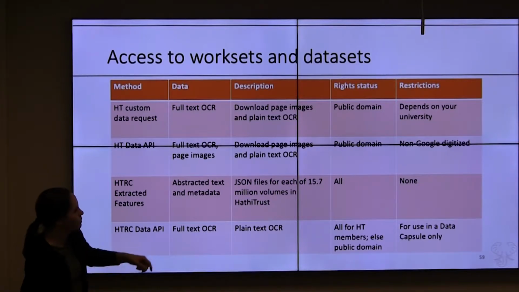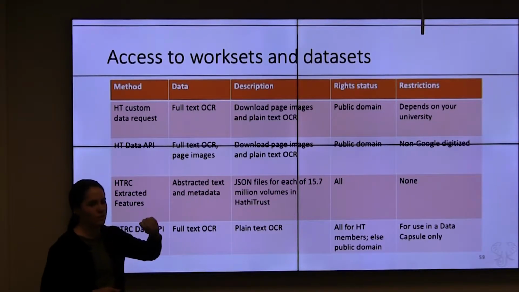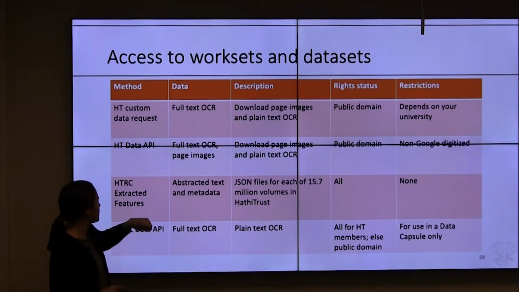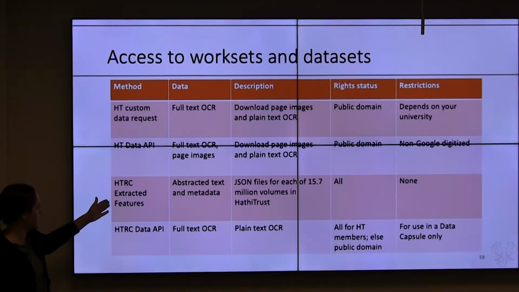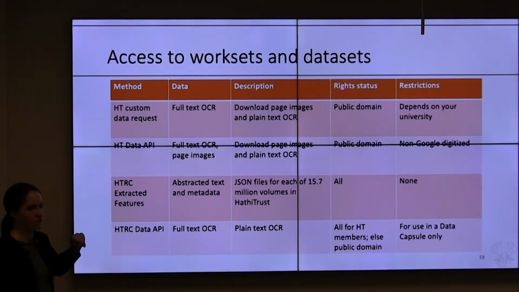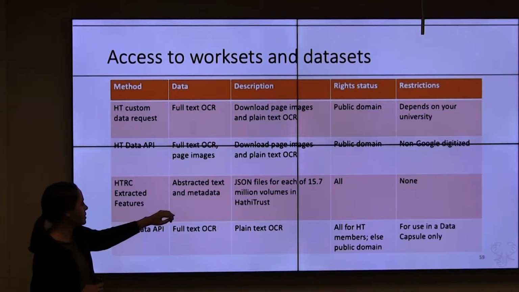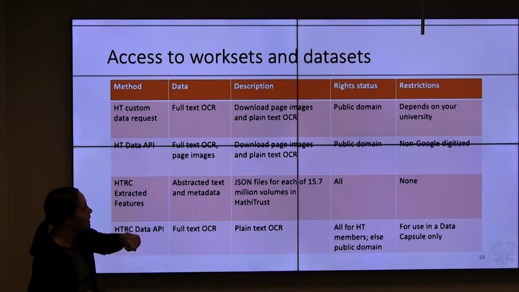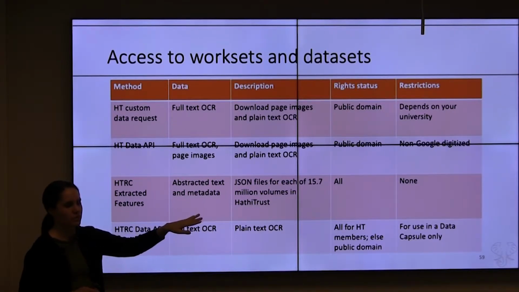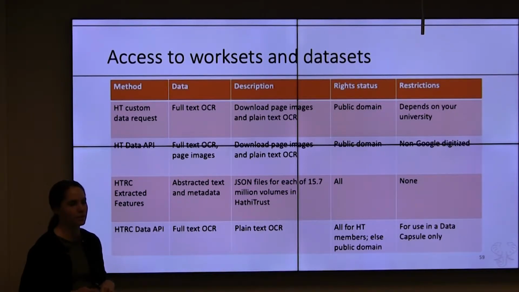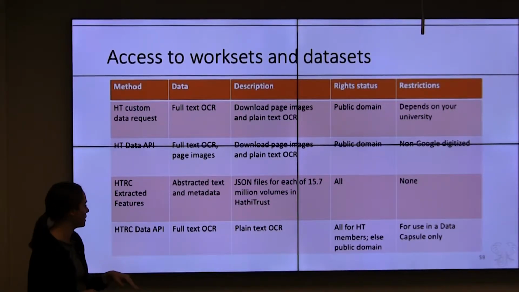So then you might be saying, I want more than just the public domain data. What are my options? The next is to think about HTRC extracted features. We're going to be playing with those after the break. And these are abstracted text and metadata from the volumes in the digital library. It's all rights statuses, no restrictions. So you can download it onto your computer, and that's a massive data set for you to play with.